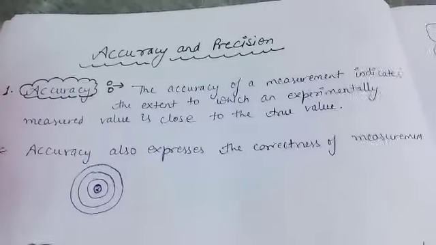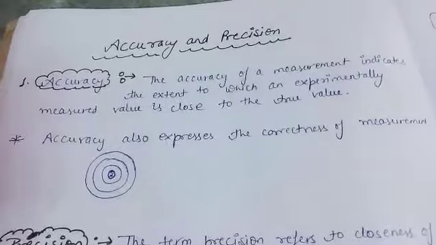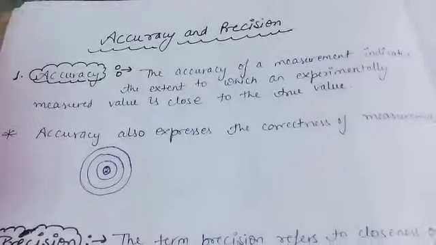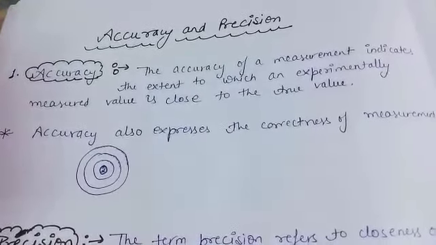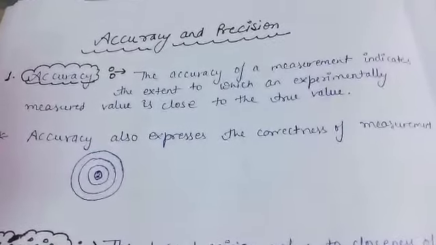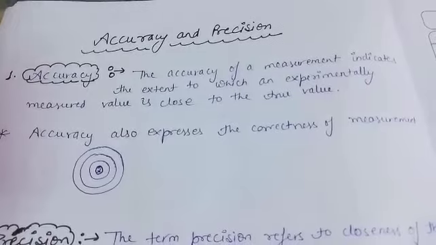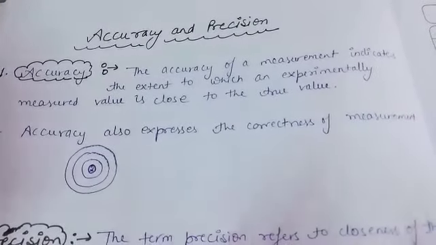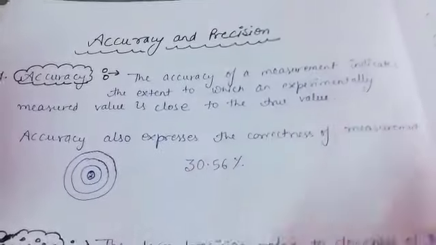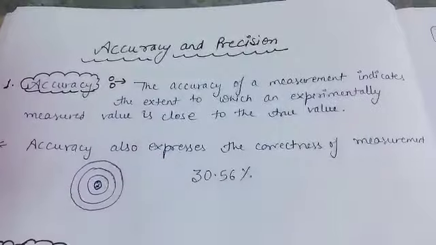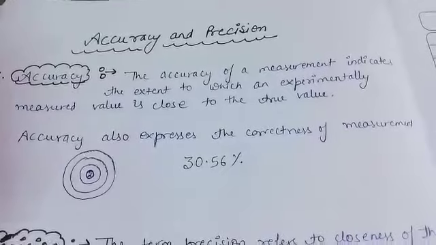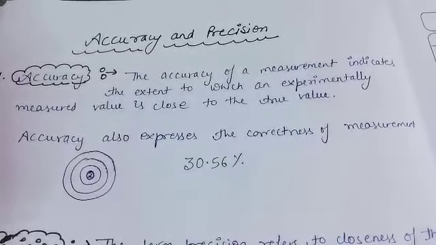Now you can take another general example. Suppose your weight, or you can take the weight of anything. Instead of your weight, let us take the weight of bleaching powder. Now suppose a sample of bleaching powder consists of 30.56% of available chlorine. It's a general percentage. And suppose the sample is analyzed by two methods.